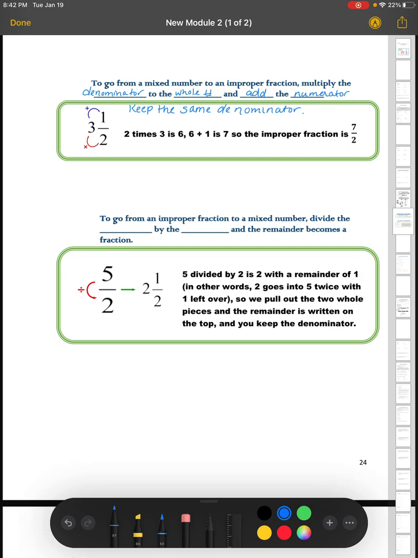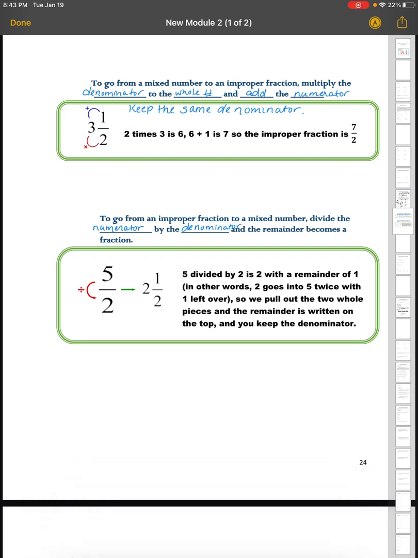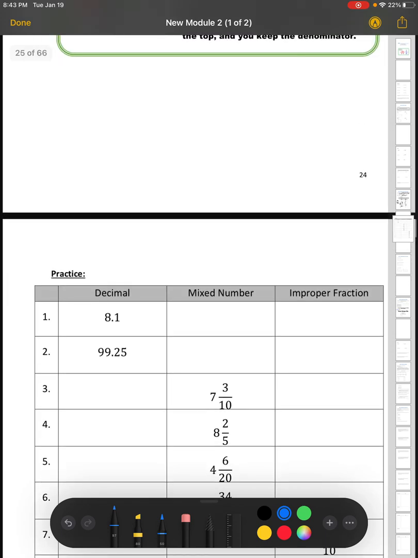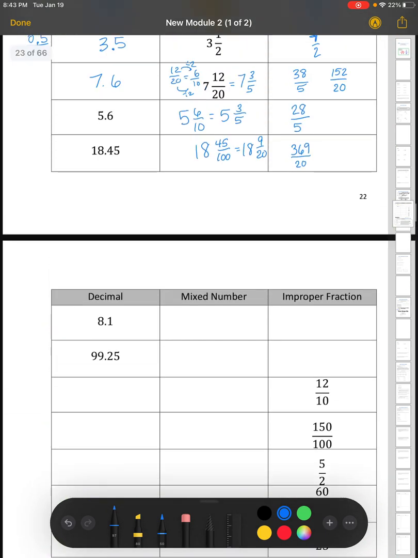And then this is just going back. Alright, so you've got the improper fraction of 5/2, right? So to do that, what you're going to do is divide the numerator, aka the top number, by the denominator, and the remainder becomes a fraction. So you put that remainder as your top number, and then you keep the same denominator again. So yeah, nothing terribly exciting here, just a bunch more practice. I don't think I need to go through everything with you guys. It's a pretty straightforward lesson.